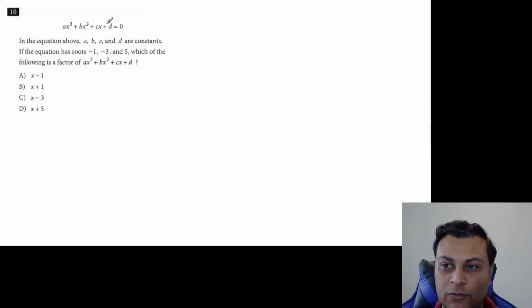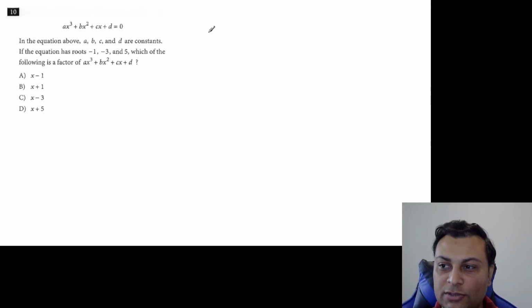Question 10. We have all this equals 0. In the equation above, A, B, C, and D are constants, so they're just numbers. If the equation has roots -1, -3, and +5, which of the following is a factor of that above? Okay, so let's take a look at what it means to be a factor. Let's look at an example. Separate question, not related. Here's just an example.